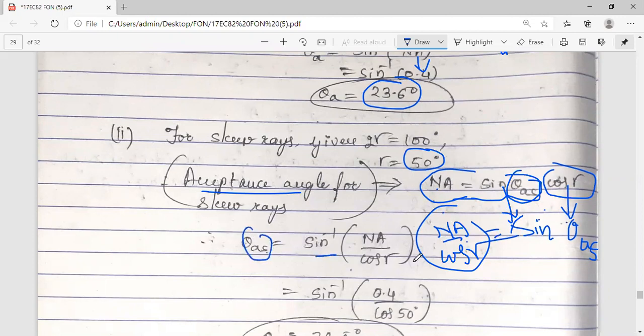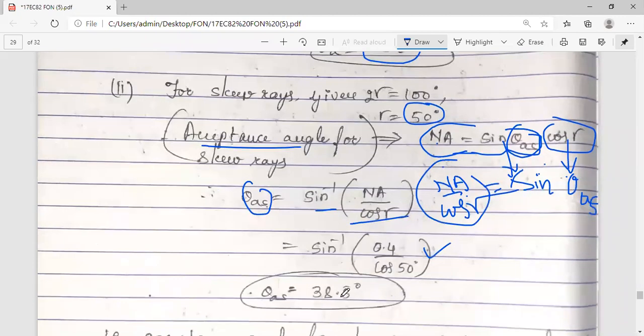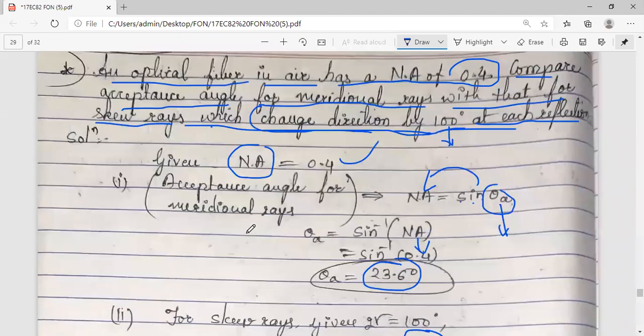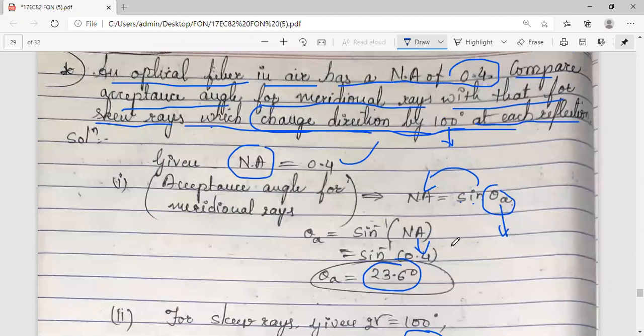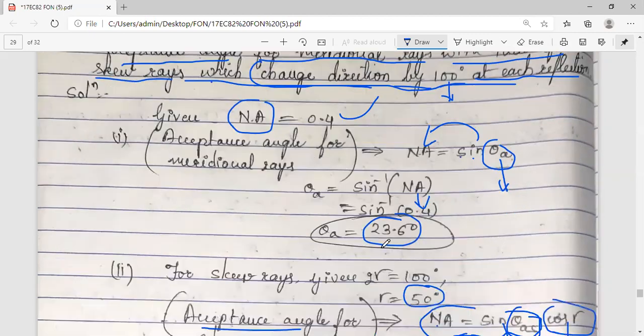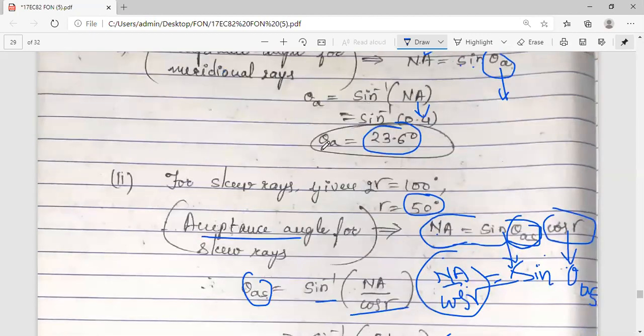Theta AS is equal to sine inverse of this, which is nothing but 0.4 by cos 50 degrees. I have got 38.5. You can verify. If you observe, finally, the question may be extended something like this: comment on your results, or what do you observe? So what observation can you make?